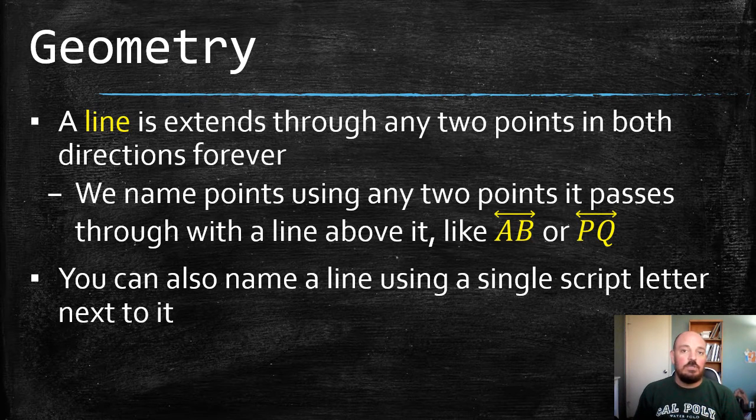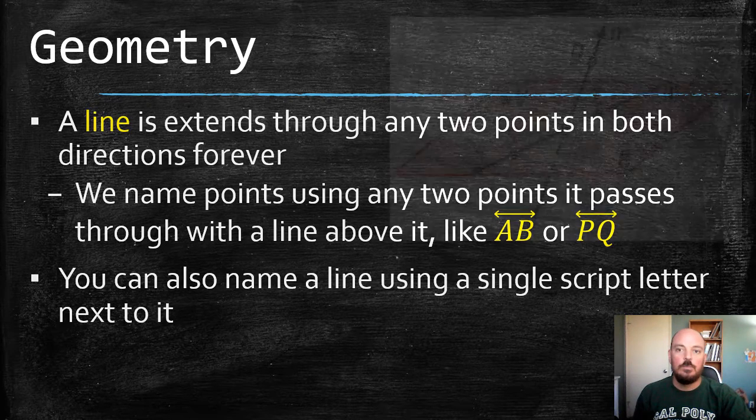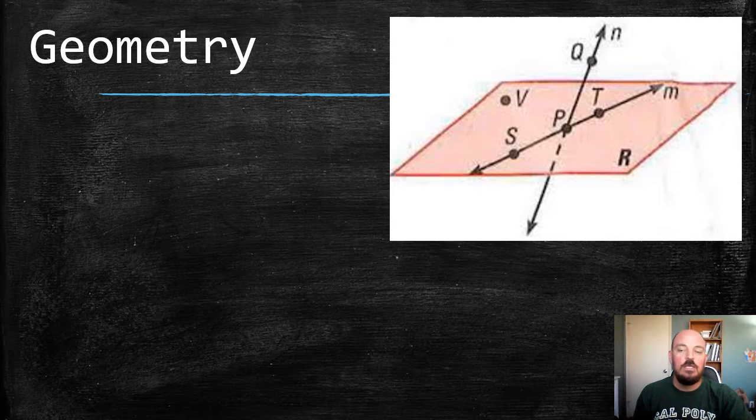You can also name a line using a single letter. It's usually script or handwriting, also usually lowercase, and you just write it next to the line. I'm going to show you an example of this right now. Let's look at this picture here. Before I even say anything about the picture, what we have is a plane. That pink shape is representing a plane. There are two lines in this picture. One of the lines is in the plane, and one of them is crossing through the plane. And then you have that extra point V up there in the top left corner.